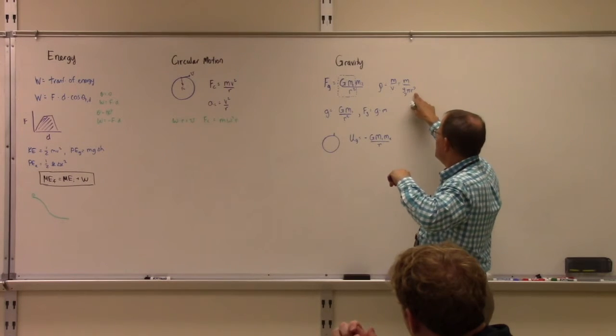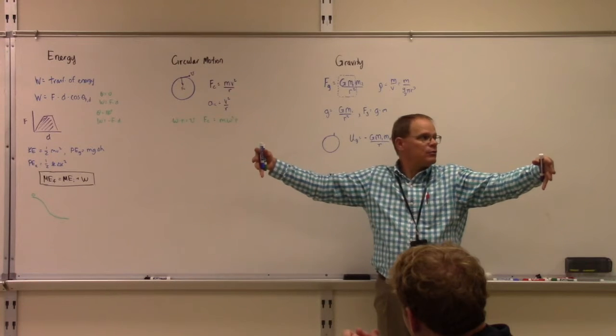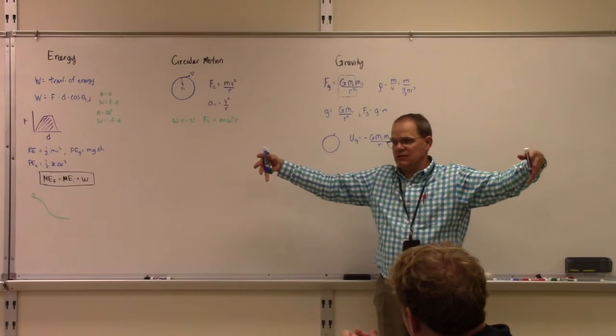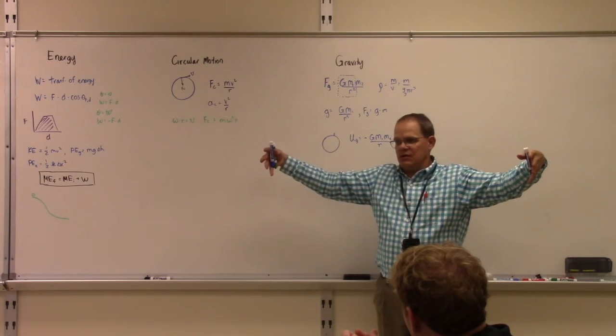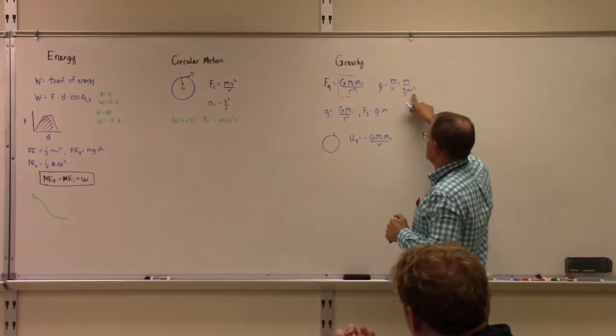If I double the radius of a planet, if you take Earth and you double the radius with the same amount of matter, what'll be the density? It'll be 1/8, because the density goes like R cubed.